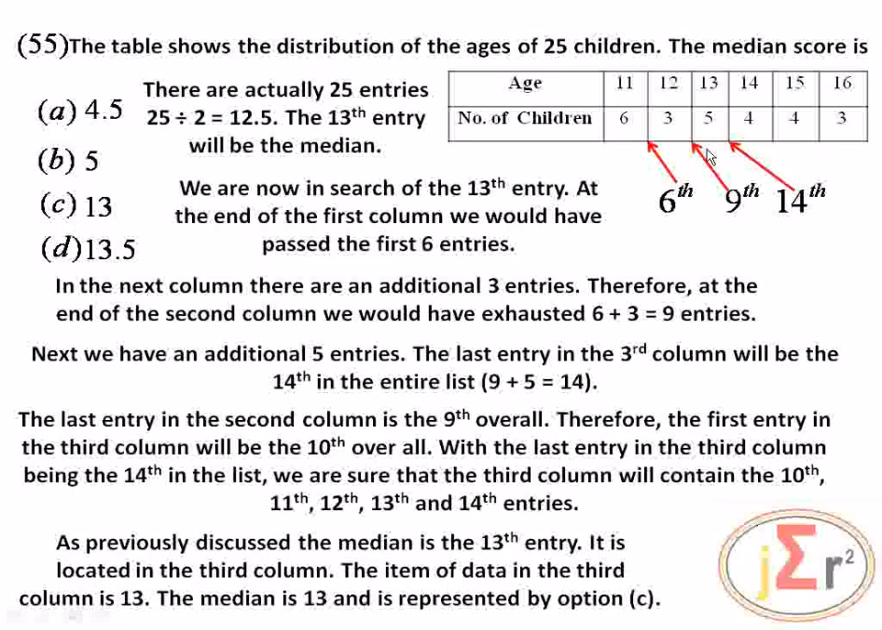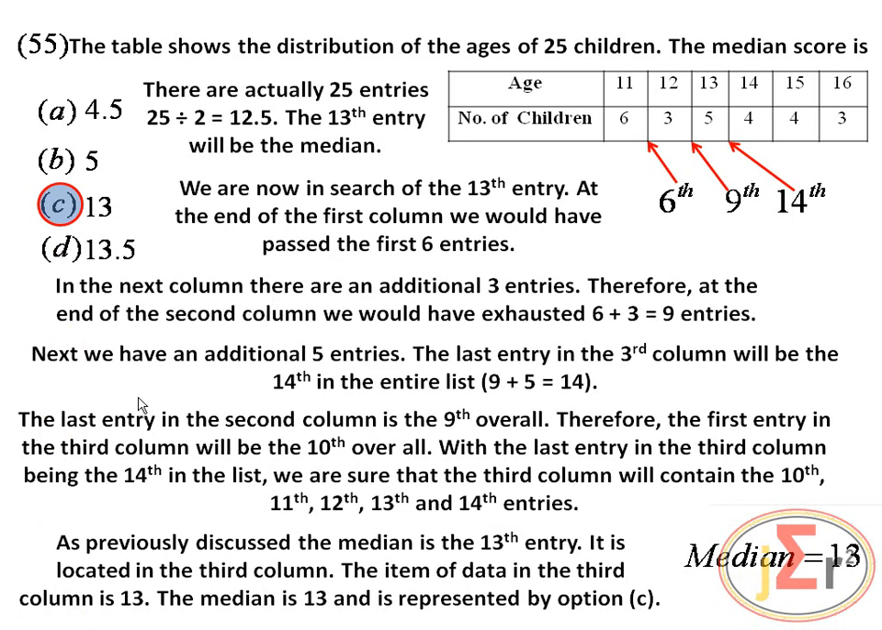As previously discussed, the median is the 13th entry. It is located in the third column. The item of data in the third column is 13. The median is 13 and is represented by option C.